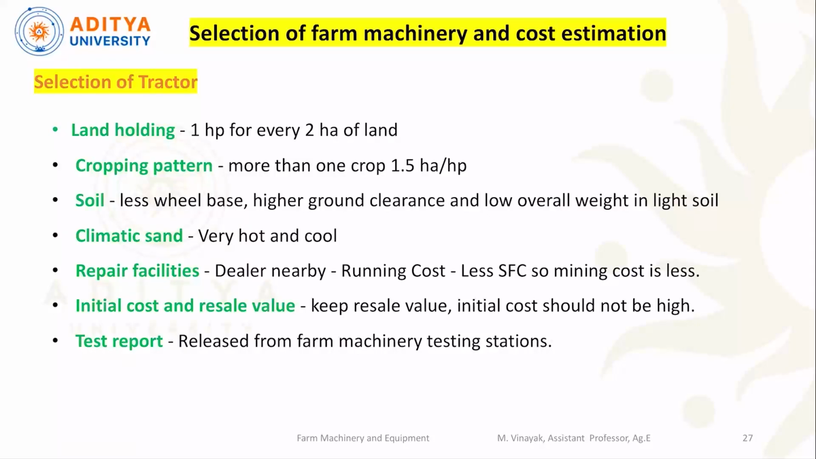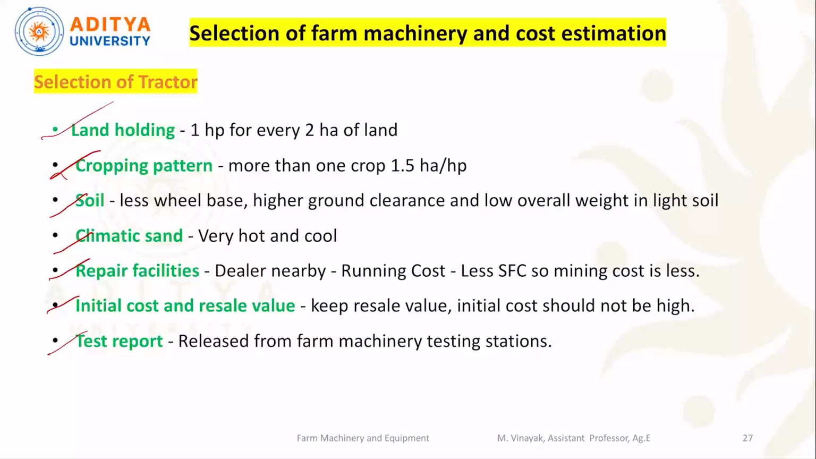Selection of farm machinery and cost estimation. In this slide we discuss the selection of a tractor. Different parameters are involved in the selection of a farm machine or tractor. The first are land holding, cropping pattern, soil, and climatic conditions. Next are repair facilities, initial cost and resale value of the particular product, and the test report.